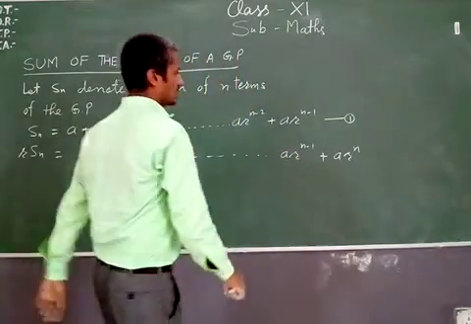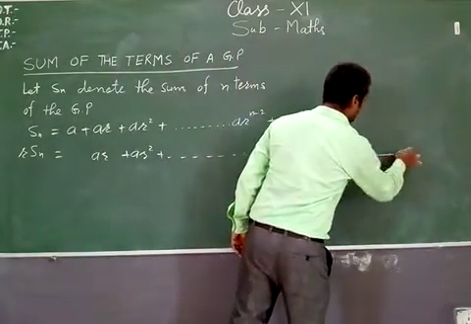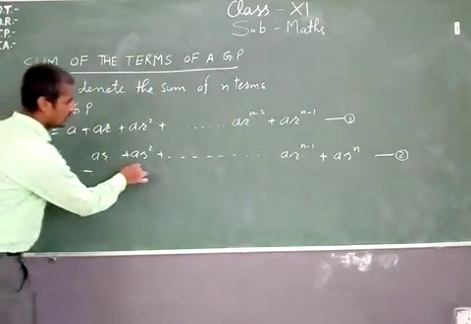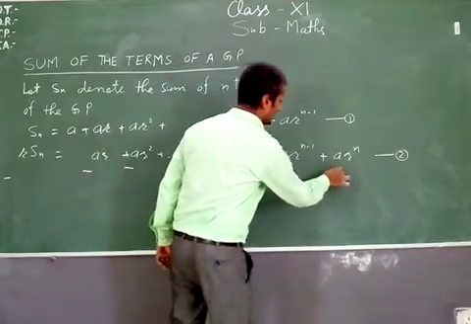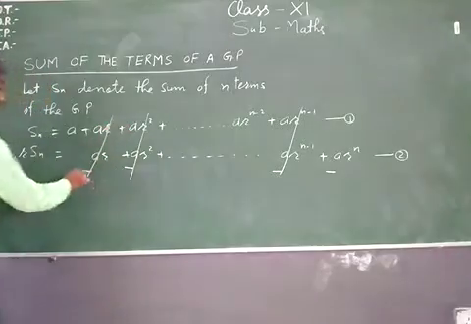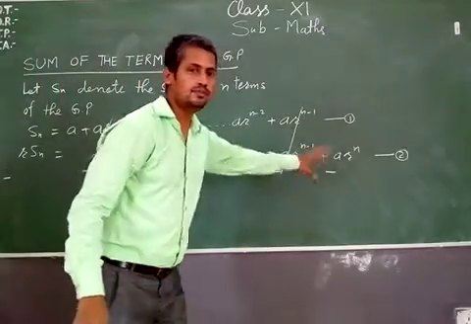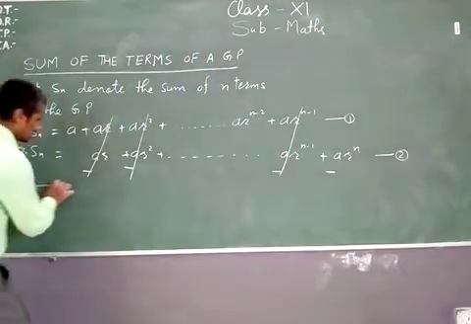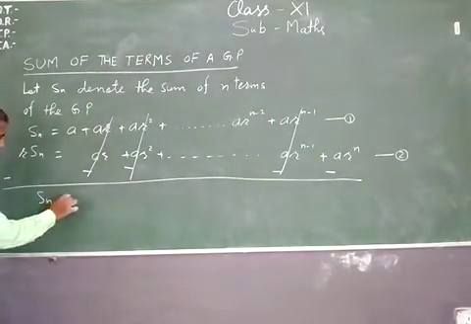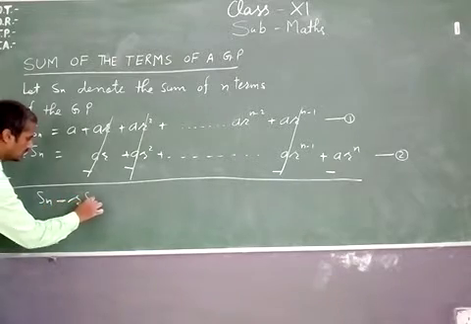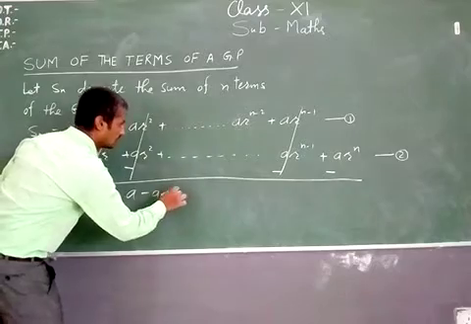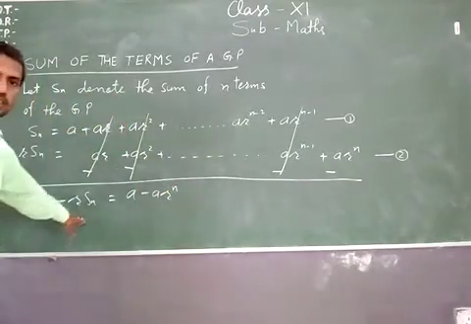Now we can subtract equation 2 from equation 1. Minus, minus, minus, here and here. Now you can see these terms are removed. Only the first term and last term remain. We can write here Sn minus r Sn equals a minus ar power n. We have only these terms.